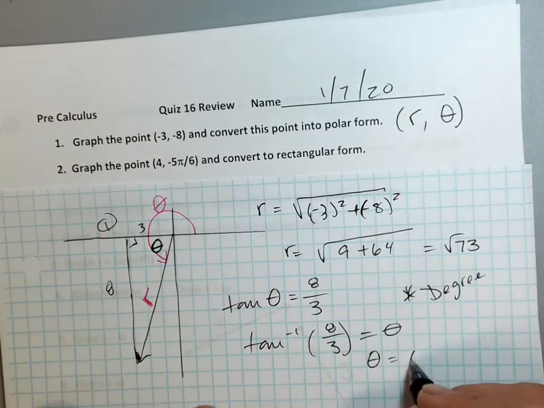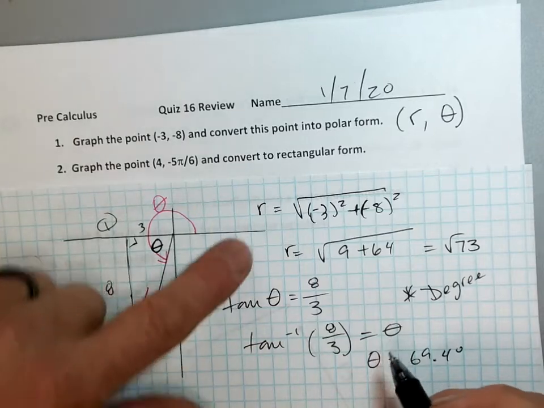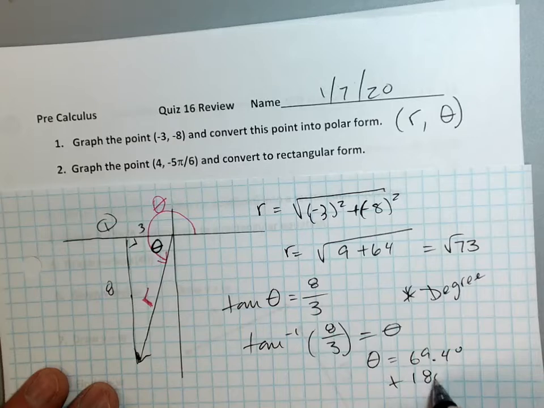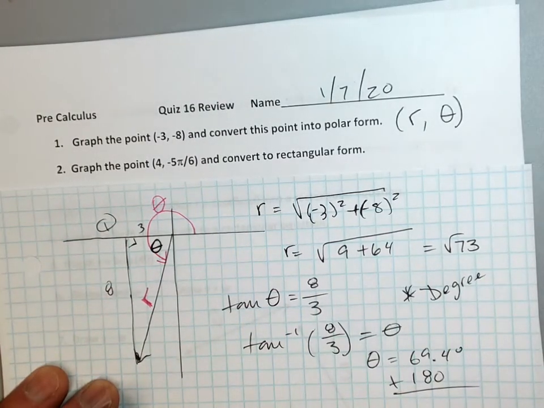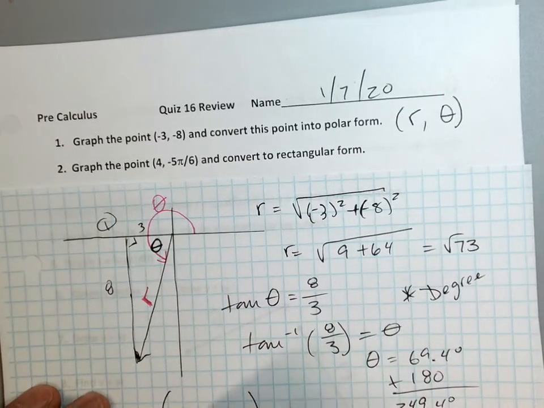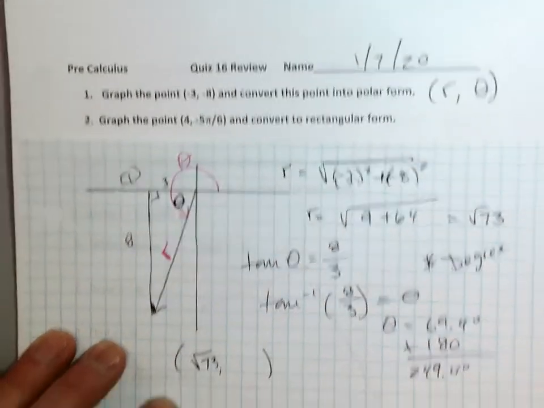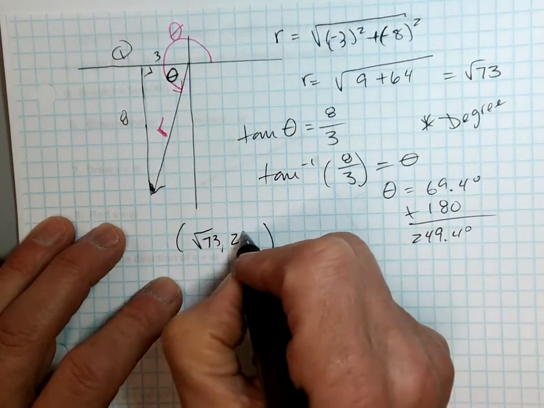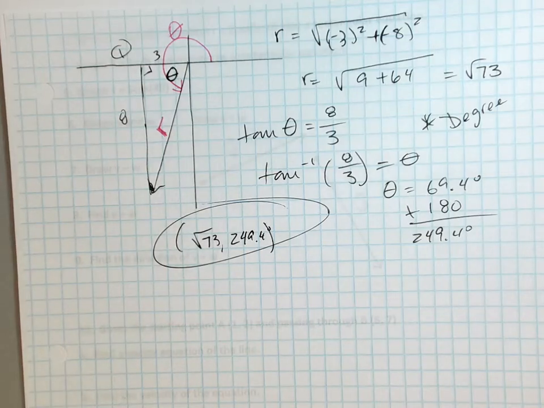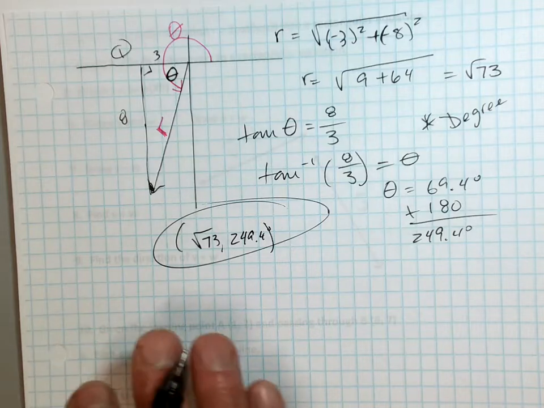So theta is about 69.4 degrees, but that's not my full rotation. So I add the 180 to that, so I get my full rotation, and I get an answer of about 249.4 degrees. Okay, so then my answer is radius, square root of 73, and angle, 249.4 degrees. Okay. There you go. Thumbs up. Can you do that tomorrow? Awesome. Okay. Number 2. Am I going too fast?